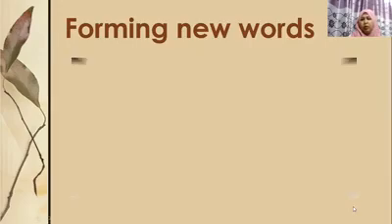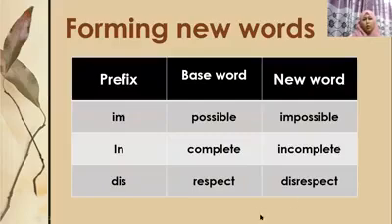So let's see a table which shows the examples. You see this table. Prefixes are in one column, base words are here, and also the new words formed. You see im is the prefix here, the base word is possible and the new word is impossible. Then in and the base word complete make the new word incomplete. Lastly, we see another one, dis added with respect gives a new word, disrespect. So we come to this point that these new words are formed when we add these prefixes to the base word, and at the same time, these new words are opposite of the base word. Okay, dear students, I think you get this.